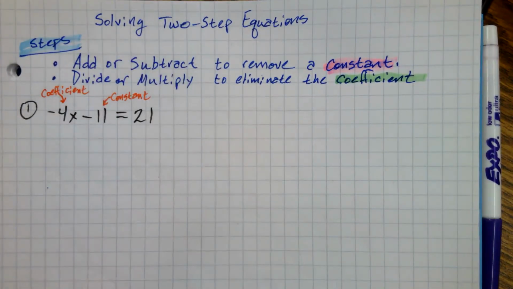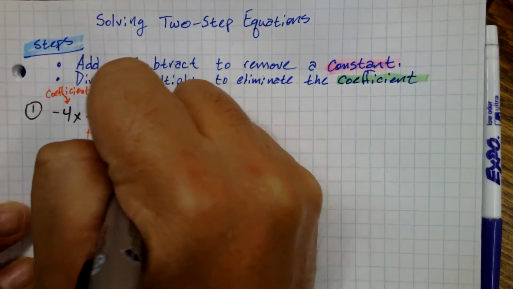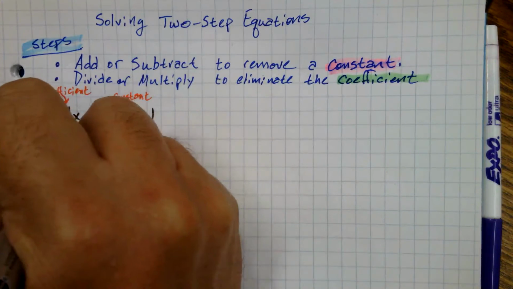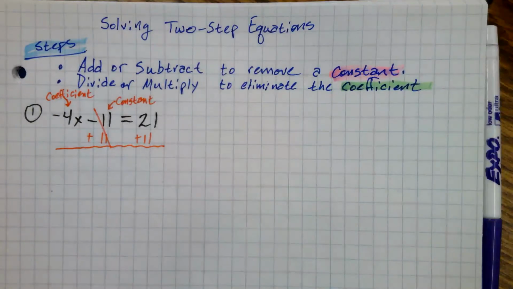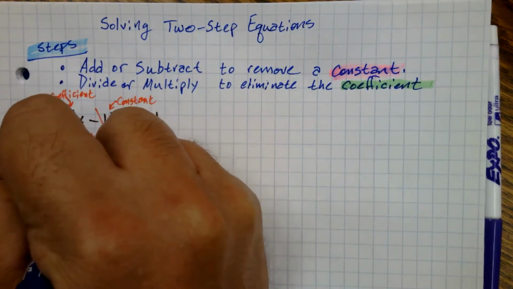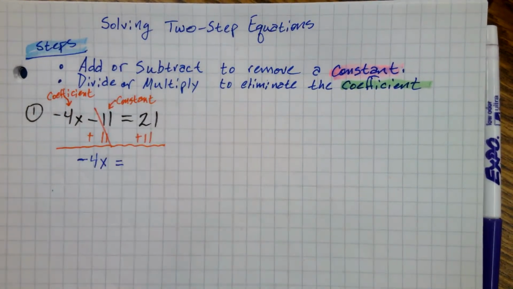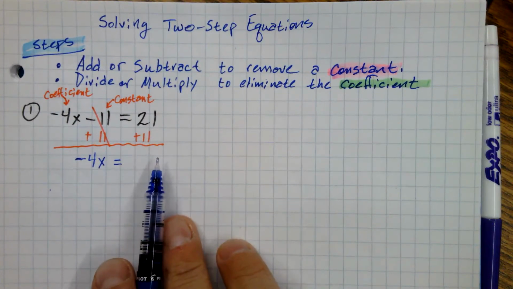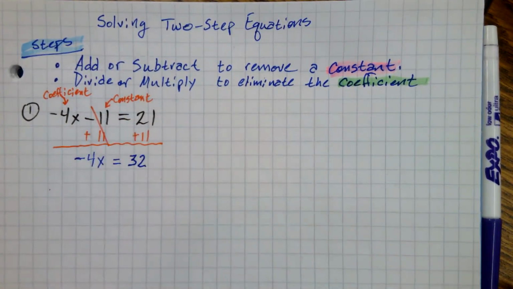So on both sides, I'm having a pen malfunction here. There we go. On both sides of the equation, we're going to put a positive or plus 11, okay? Let's see what we have left. Bring down the negative 4x. That's still left in the equation. And on the other side, we have 21 plus 11, 32. This is our new equation.